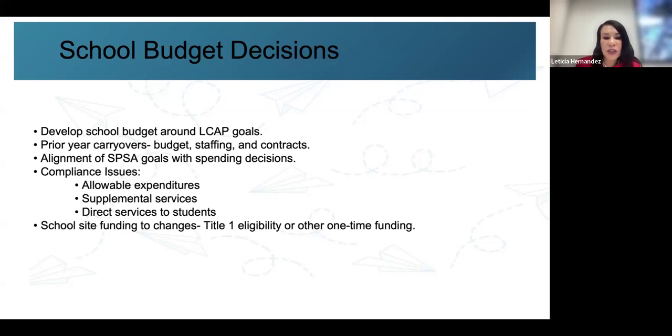School site funding changes with Title I eligibility or other one-time funding, that can change throughout the year. It is not the same amount every single year because it really depends on the population that we serve and the percentage of Title I students at your school site.